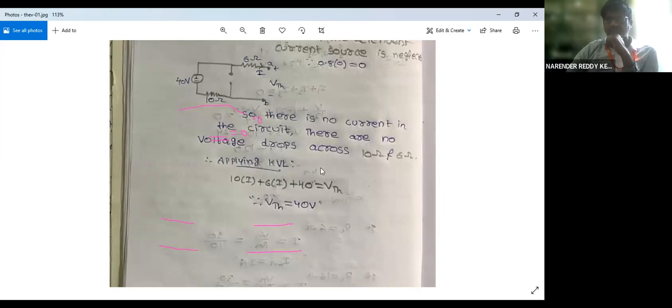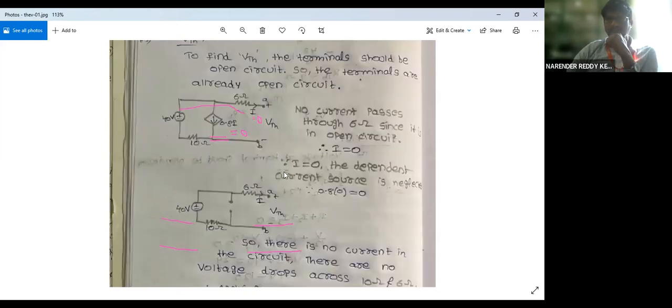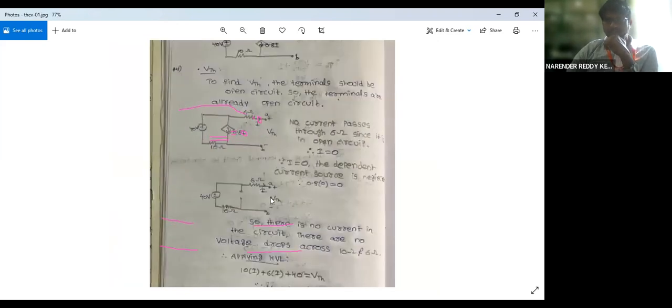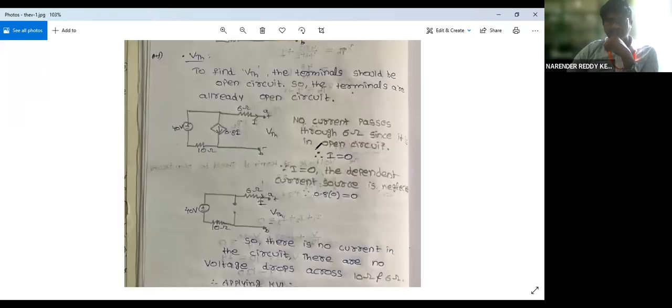This was fair enough, and this is okay because this analysis part is the same even for a normal circuit. But the problem comes when finding the value of RTH. Now here comes the question: how do you find the value of RTH?